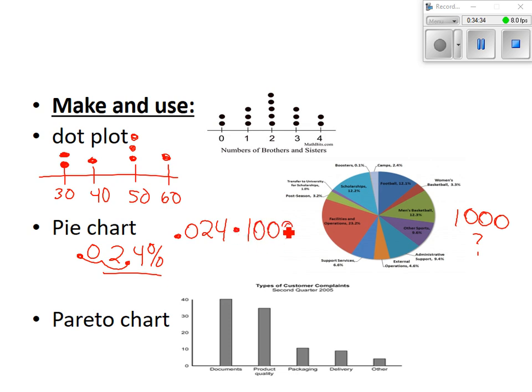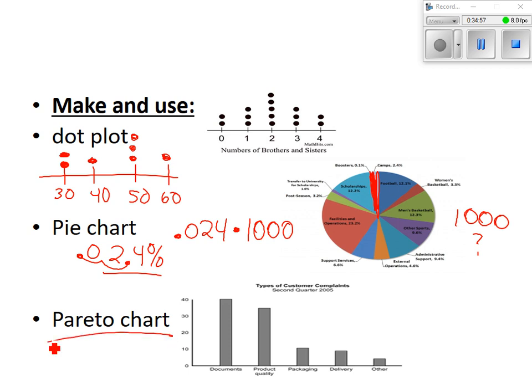And that's going to tell us how many people, which one's 2.4, what color? I think it's like this one. So that tells us how many people would fall in that slice of the pie right there. That's the main thing that we did with those.